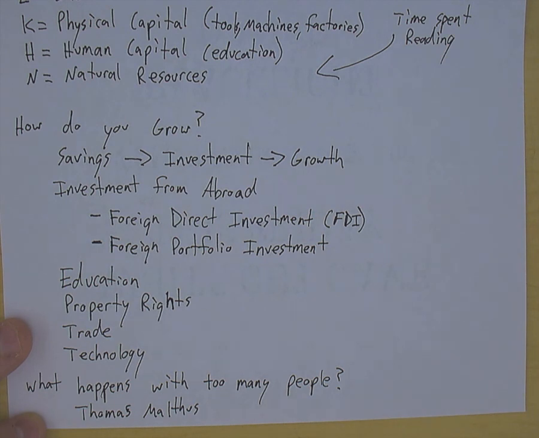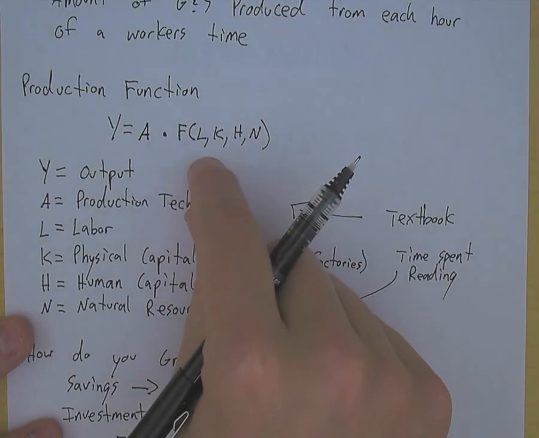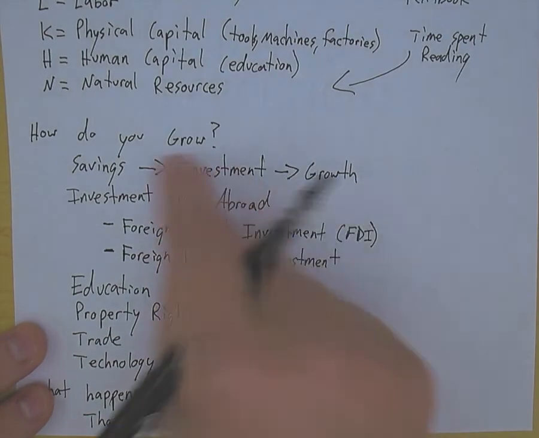But this is our basis of chapter 25. It's all about productivity. It's about growing our economy through these ideas. And how do we grow faster? We focus on these ideas.